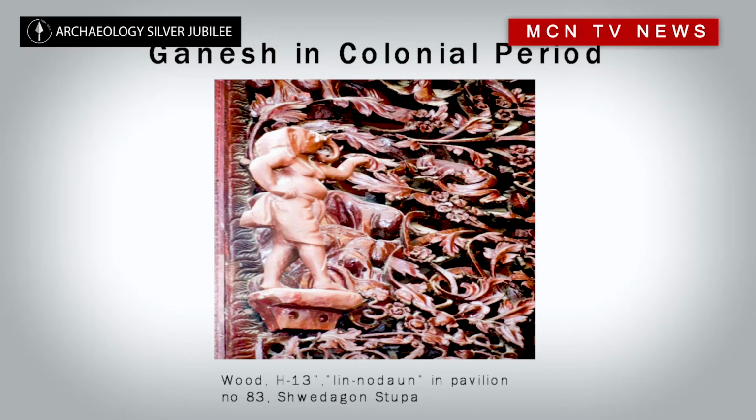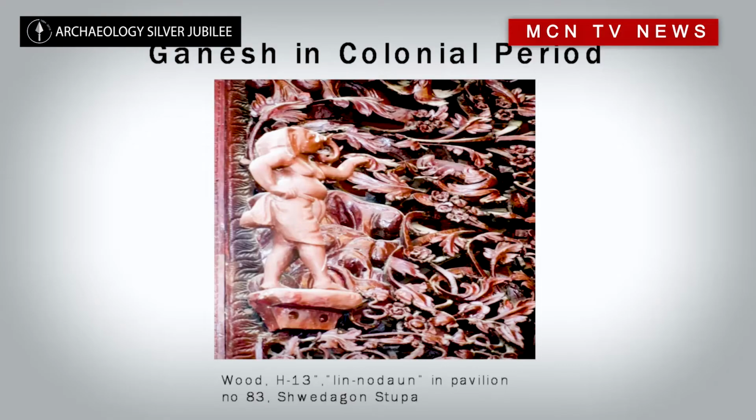Especially, that is a very small statue. The height is only 13 inches, but he has only 2 hands, not 4 hands like the god Ganesh. And you can still see that's the elephant head, and his right hand, so left hand, is pointing to the Buddha.